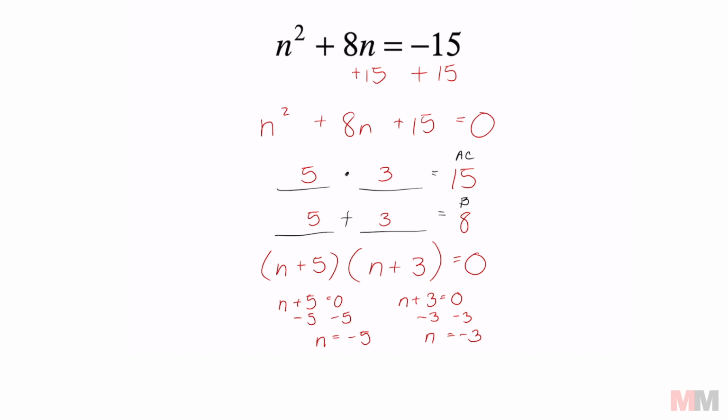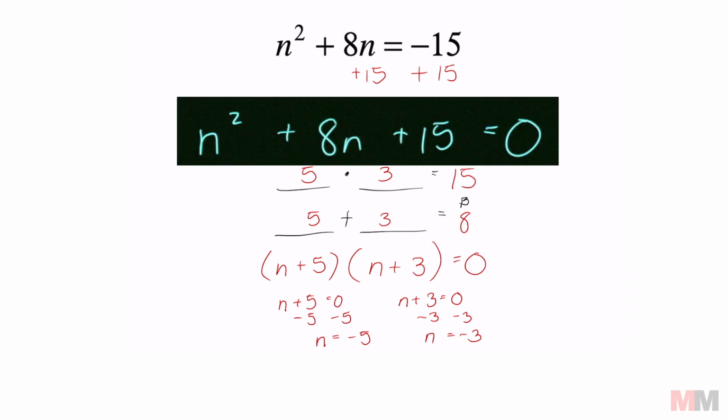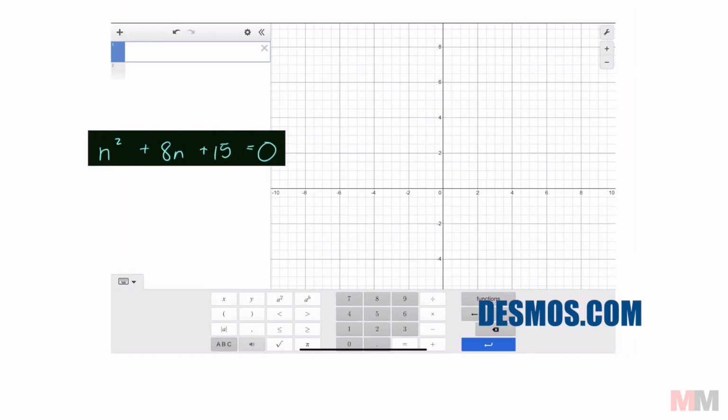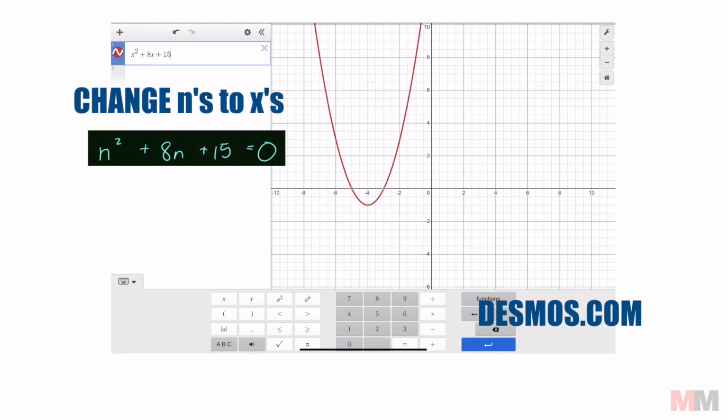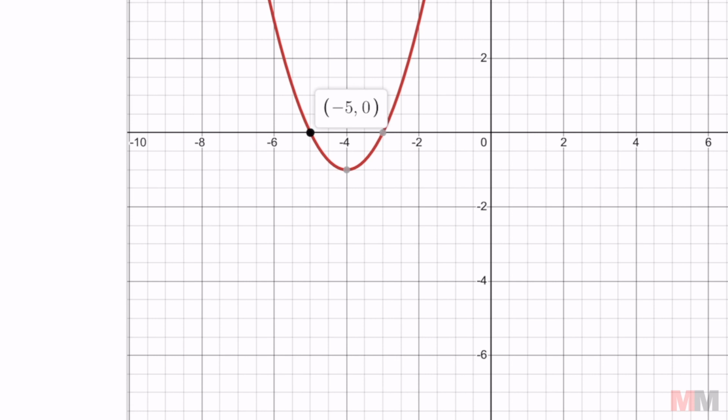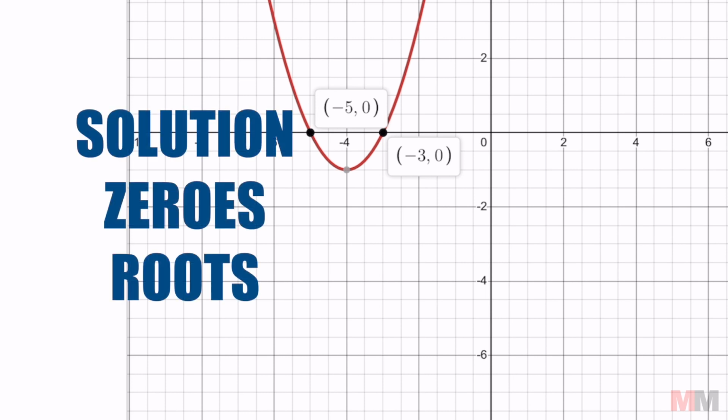If you type this onto Desmos, I would just type the one in standard form. The only thing is, on Desmos, you can't type in n squared, it won't graph. So just change your n's to x's, just like that. You don't have to put equals 0. It will graph what that quadratic equation looks like, and these 2 points right here are your solutions, which are the same solutions that we got, negative 5 and negative 3. Those are your zeros, your solutions. They also call it your roots.